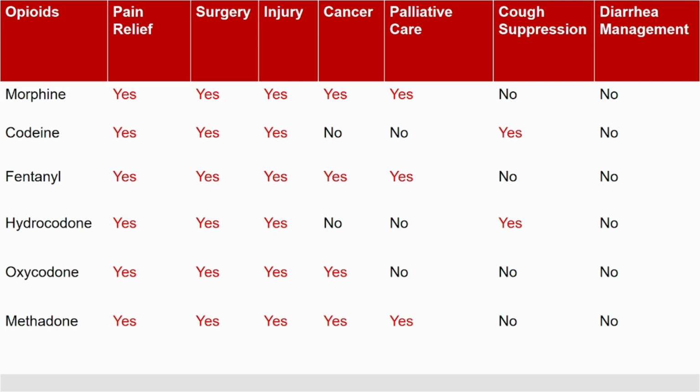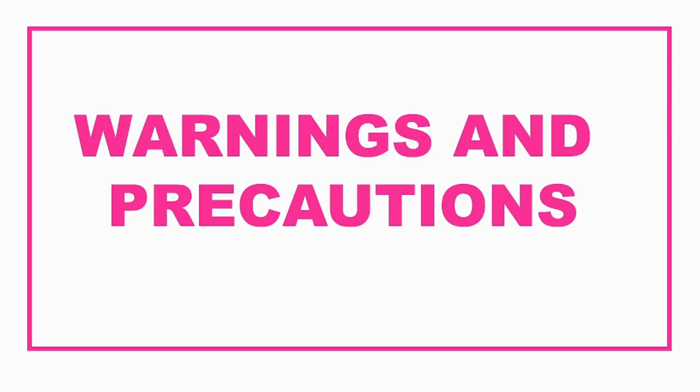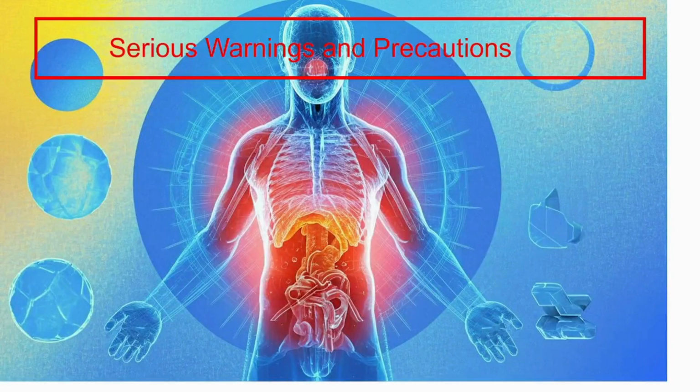As per clinical practice guidelines, fentanyl is recommended for those patients who take at least 60 milligrams of morphine equivalent dose. Only then can you switch to fentanyl. Hydrocodone also can be used for cough, whereas other medications here, oxycodone and methadone, are primarily used for pain after surgeries and cancer pains. Let's talk about warnings and precautions.